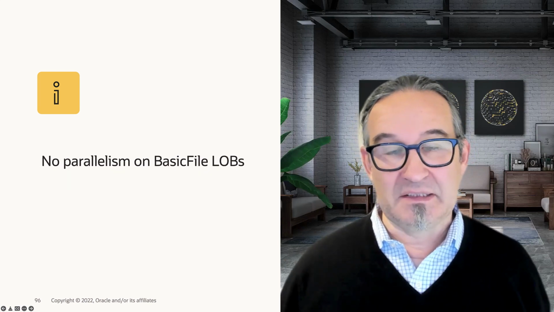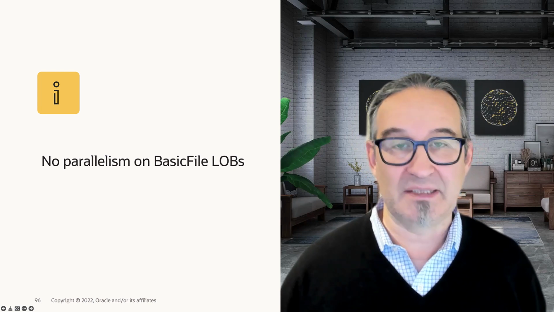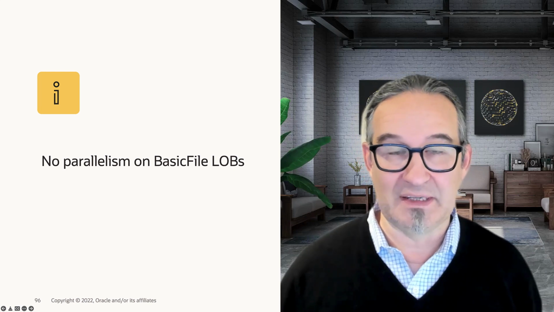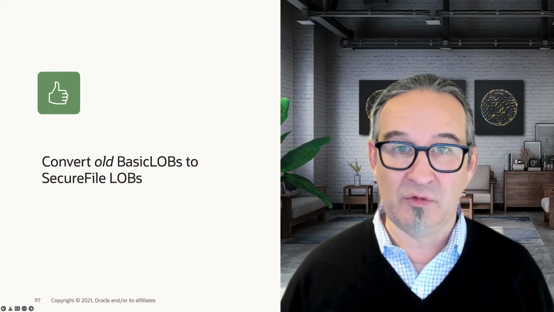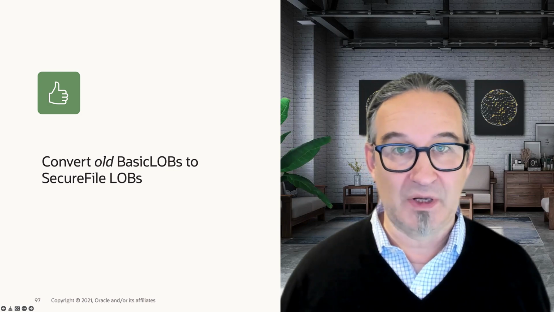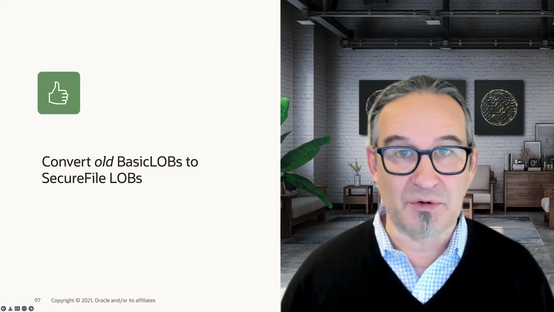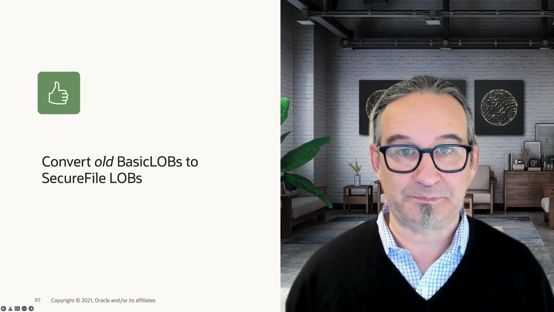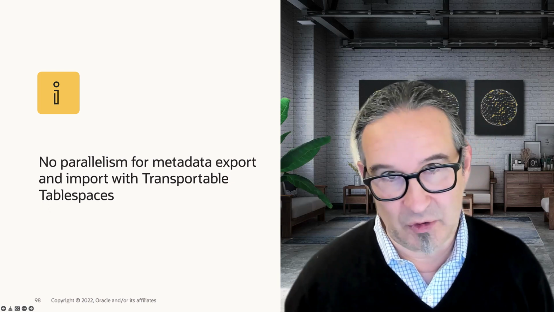Second thing is, there's no parallelism for BasicFile LOBs. You may know that from some experiences when you exported a database with Data Pump and you had BasicFile LOBs, the old LOBs since 8i, and it went really, really slow. But we told you before, the relief is very simple. Convert them to SecureFile LOBs. Use DBMS_REDEFINITION or a 19c online table move that allows you to move from old BasicFile LOBs to SecureFile LOBs. And another thing to mention, there's no parallelism for metadata export and import with transportable tablespaces.